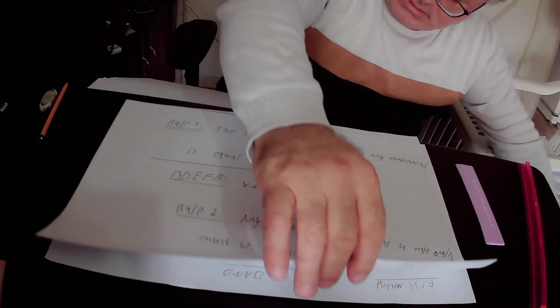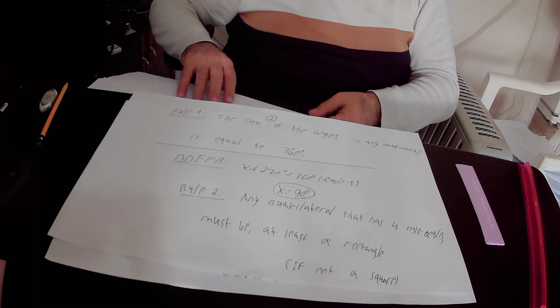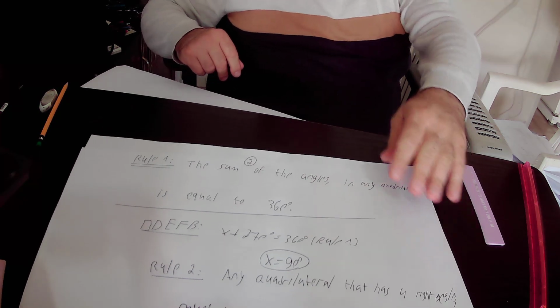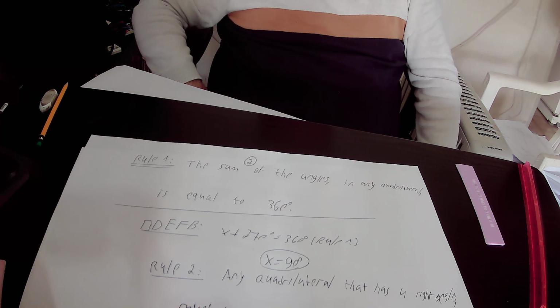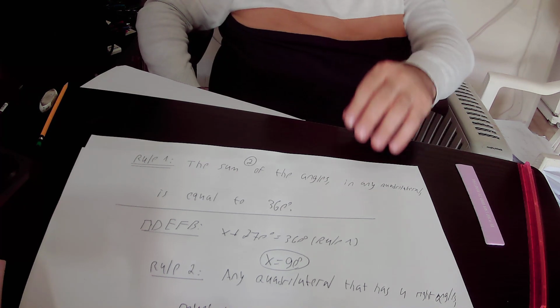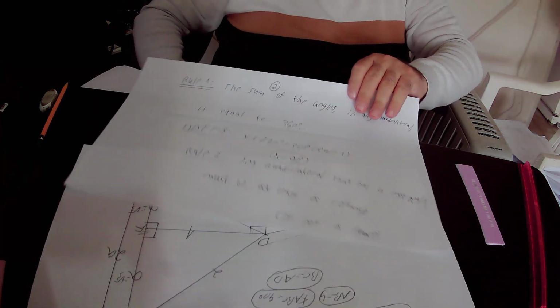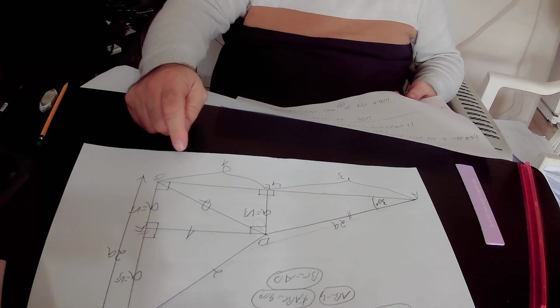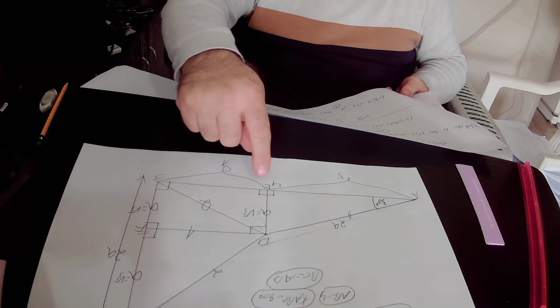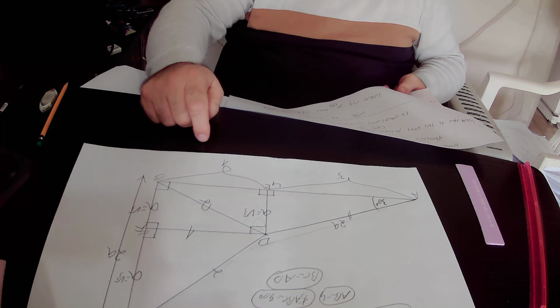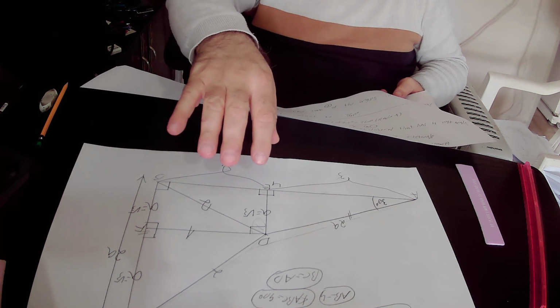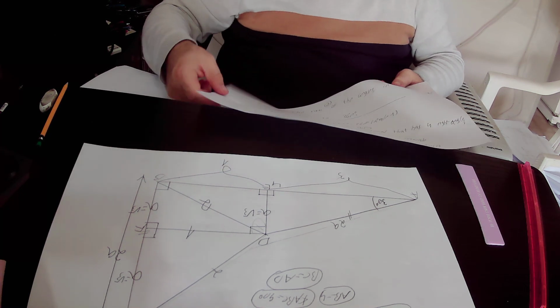Then I presented to you rule number 1 that says that the sum of the angles in any quadrilateral is equal to 360 degrees. So in quadrilateral BFED, in this quadrilateral, we have 3 right angles. So if we define the 4th angle as x, then we know that the sum of those 4 angles must be equal to 360 degrees.